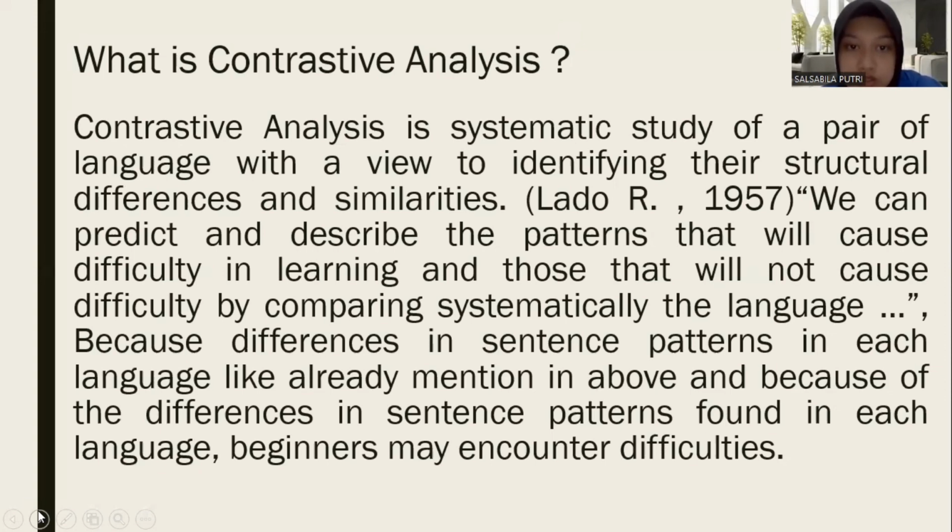Because of the differences in sentence pattern in each language, like already mentioned above, beginners may encounter difficulties.